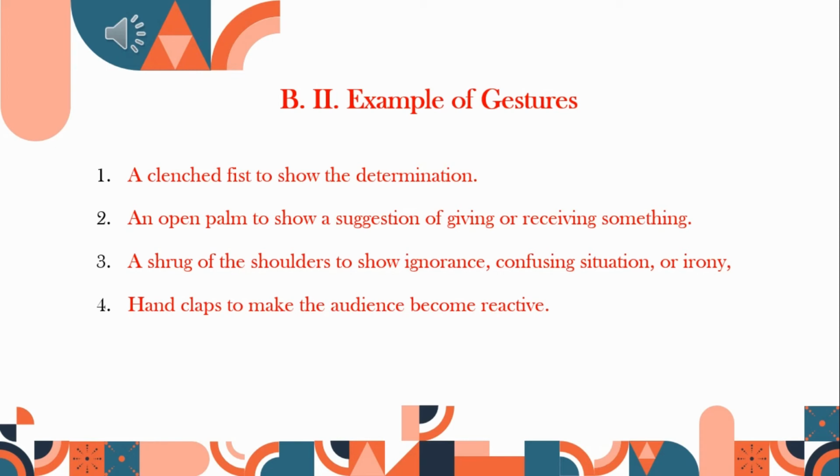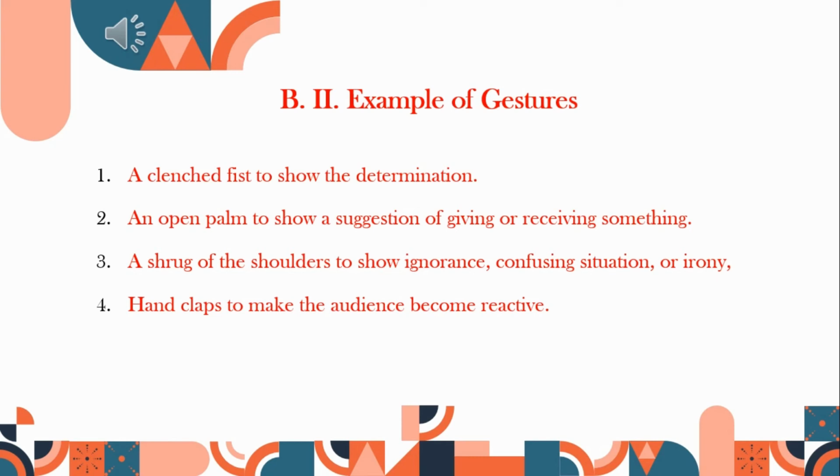So previously you had known about the types of gestures, and now I'm going to tell you about some examples of gestures. The first example is the gesture of clenched fist. It is usually used to show the determination or the anger of the speaker. And number two, gesture of open palm. Usually it is used to show a suggestion or the readiness of the speaker to give or receive something. It can be ideas or maybe suggestions.